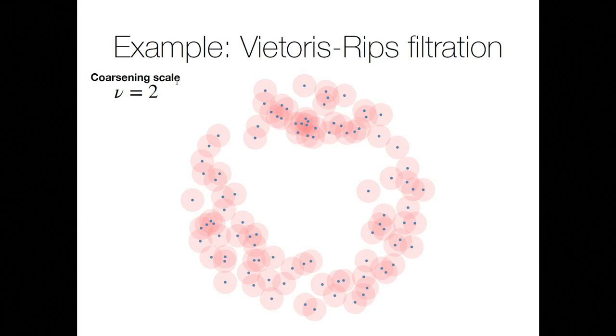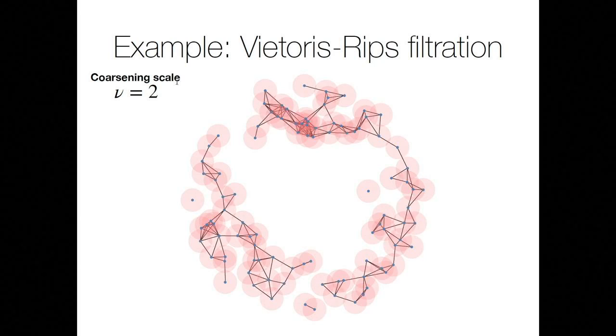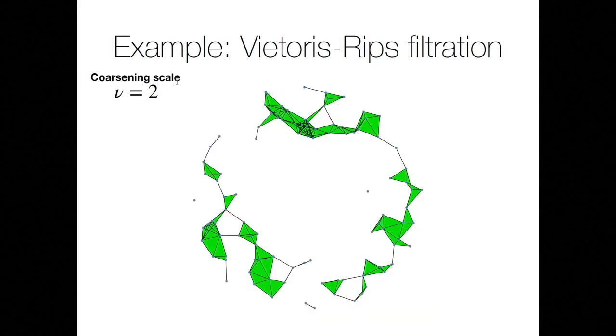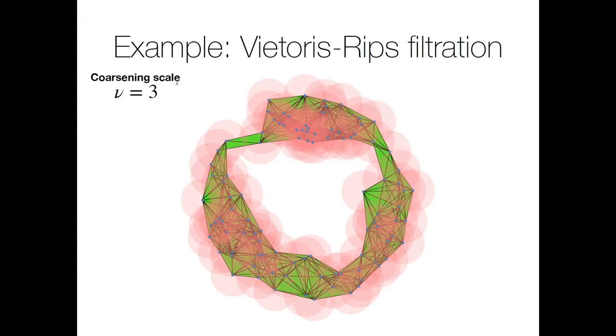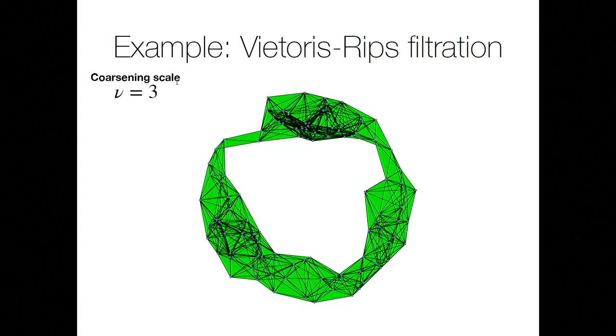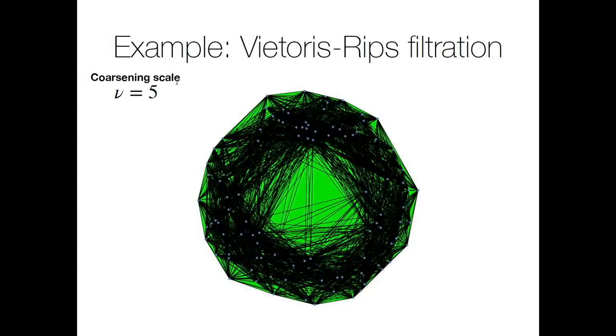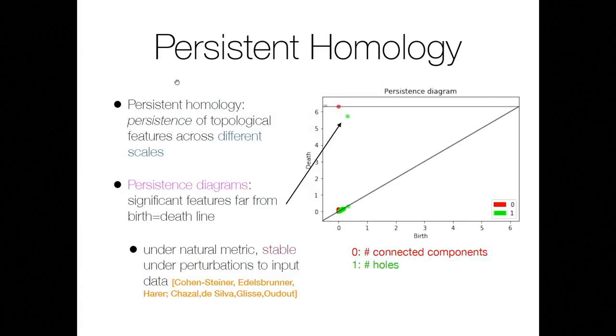So here we're increasing our coarse graining scale, and we have more edges, we fill in more triangles, and so on. We keep going. Eventually, we have this strong feature that you might have identified on the first slide. That's why we call this an annulus. And as you go even further, it just becomes a blob. So even that feature goes away. So what we just did is persistent homology in an example.